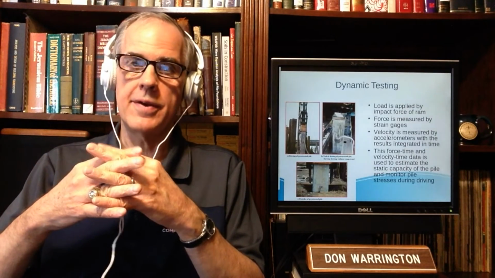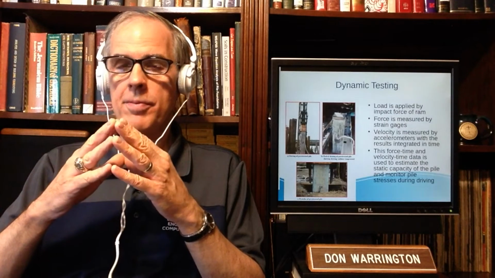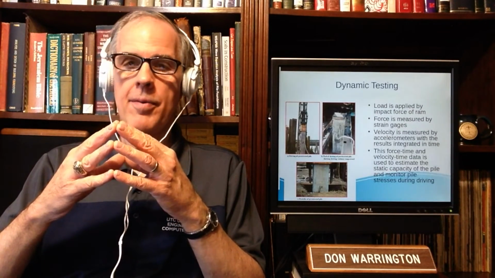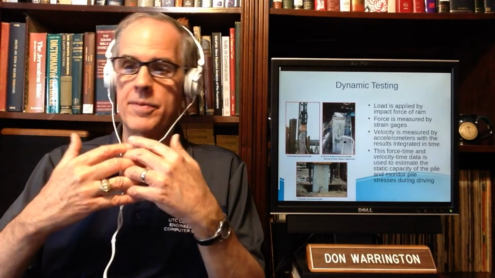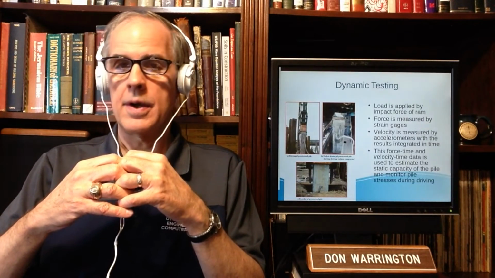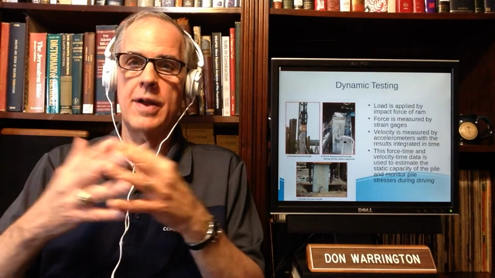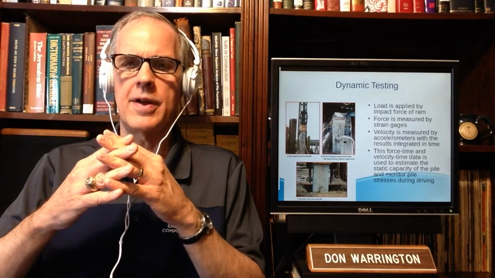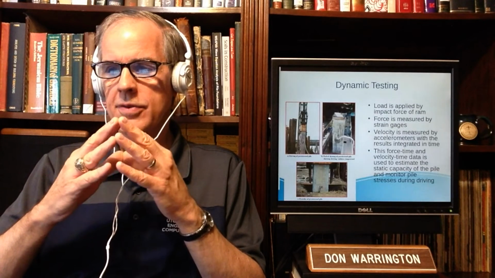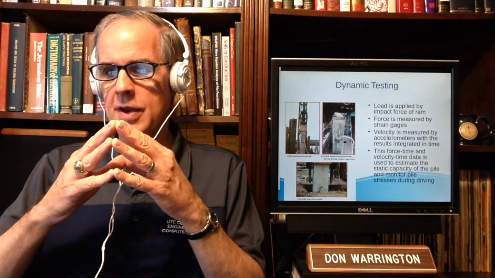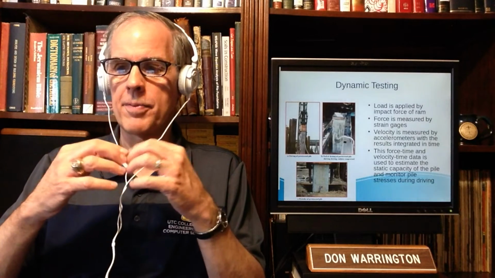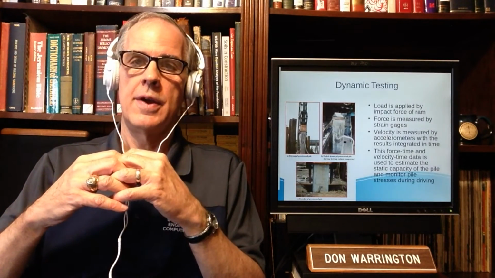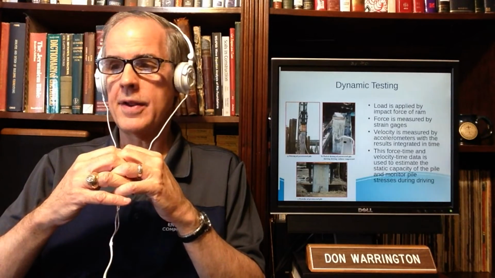Normally with dynamic testing, the load is the impact force of the ram that applies a load, as opposed to what we do with static load testing. Force is measured by strain gauges. Velocity is measured by accelerometers, and you integrate the acceleration to get velocity, so it's not a direct measurement of velocity. This force and velocity time data is used to estimate the static pile capacity and monitor stresses during driving.